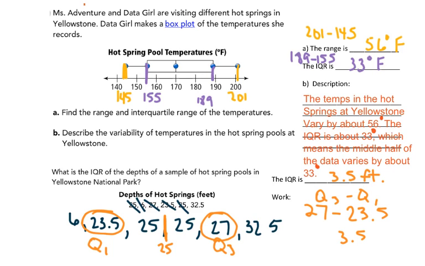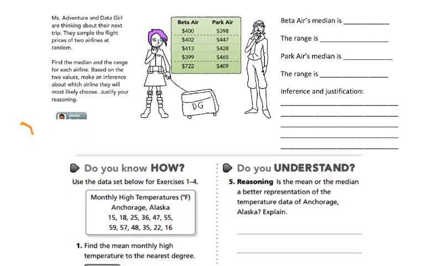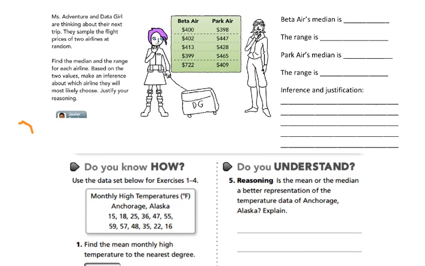All right, let's move on to the next page. It says that Miss Adventure and Data Girl are thinking about the next trip. And they sample the flight prices of two airlines at random. We're supposed to find the median and range for each airline, and then based on those values, make an inference about which airline they will most likely choose and justify your reasoning.